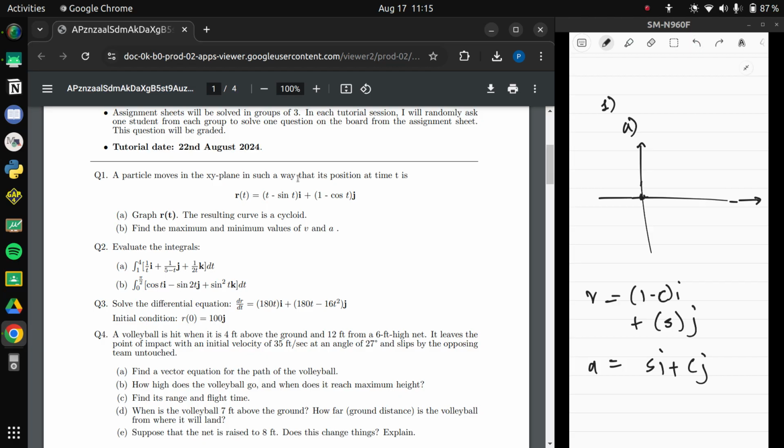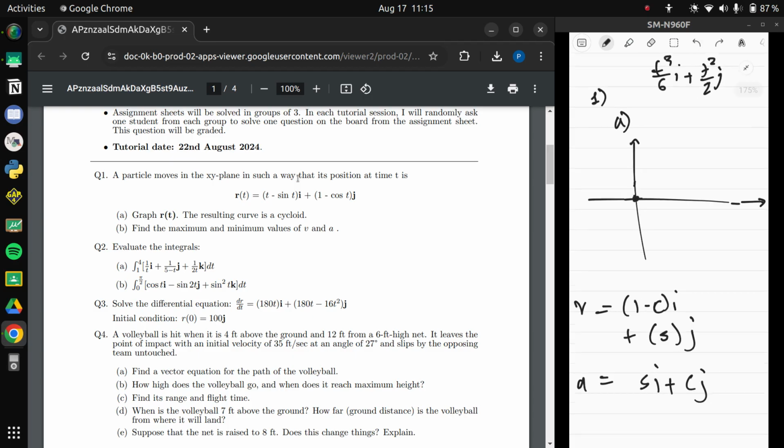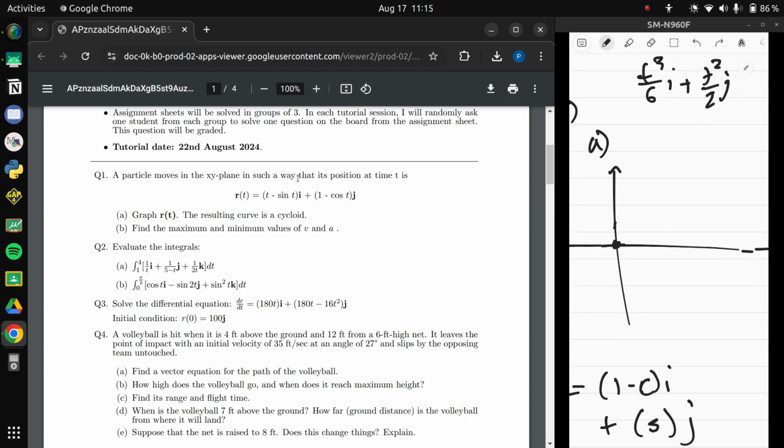So at t equal to 0, it's here. At very small values of t, t minus sine t is something like t minus (t minus t cubed by 3 factorial), so it's just t cubed by 6 i, and then 1 minus cosine t is t squared by 2, so plus t squared by 2 j. So this is the more prominent term, so it's going in this direction.